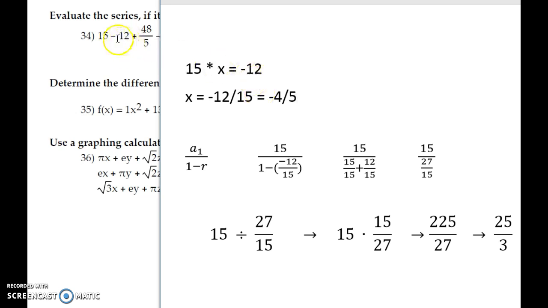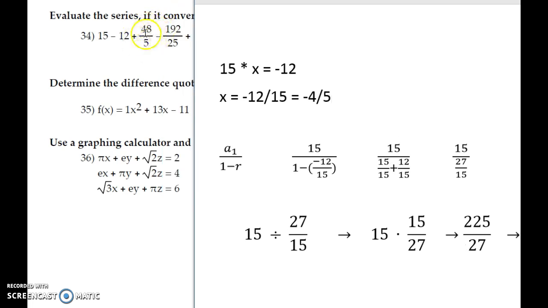And you can check that if you took negative 12 and multiplied it by negative 4/5, you'd get negative 4 times 12 gives you positive 48, and then a 1 on bottom times 5 gives you 5. So this same ratio works to get to the next term, and you can just continue that way. If you multiplied this term by negative 4/5, you'd get that term, and so on. So we have the common ratio. We call that R, and it's negative 4/5.